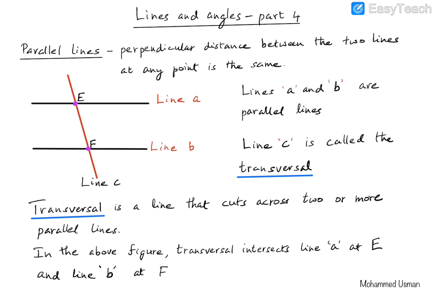So what we see in this figure is that the transversal line, the red line, is cutting the parallel lines A and B at two different points, which we have marked with these pink dots as point E and point F. Now we will see that there are several angles formed around these points E and F. We will see what those angles are, learn their names, and also learn some of their properties.